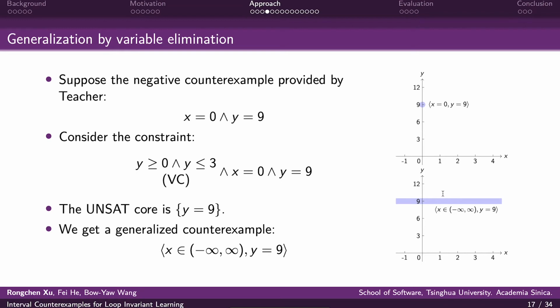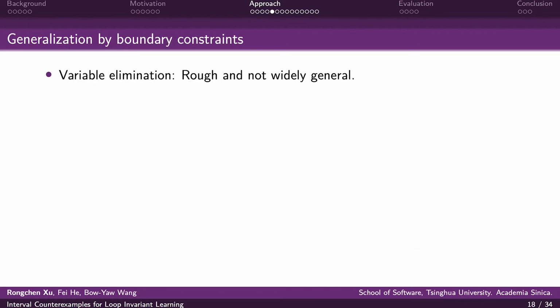In the figure, we can see the original single program state counterexample has been extended to a line-shaped program state set. It's clear that the variable elimination method is rough and in many cases cannot be used. Here we propose the second generalization method, boundary constraints.